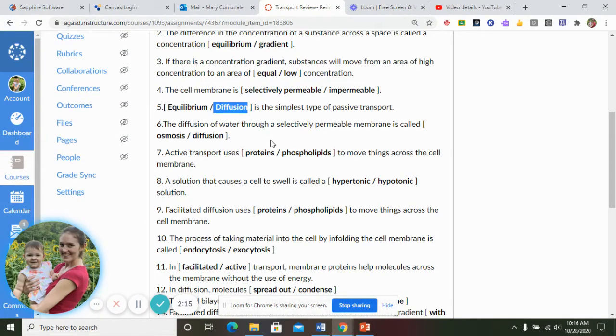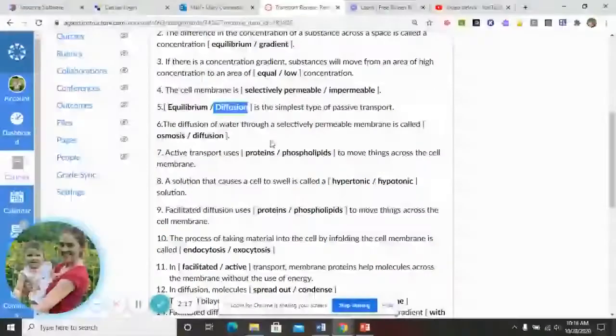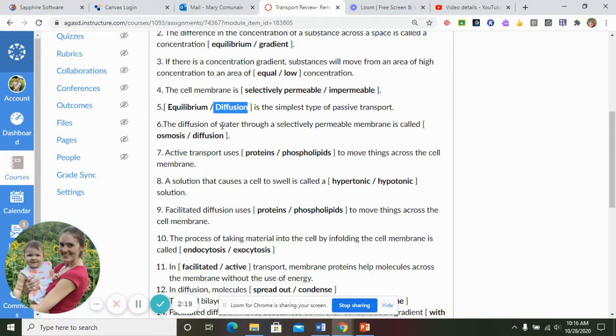There's 3 types of passive transport. We have diffusion, facilitated diffusion, and osmosis. The diffusion of water through a selectively permeable membrane, that is called osmosis.